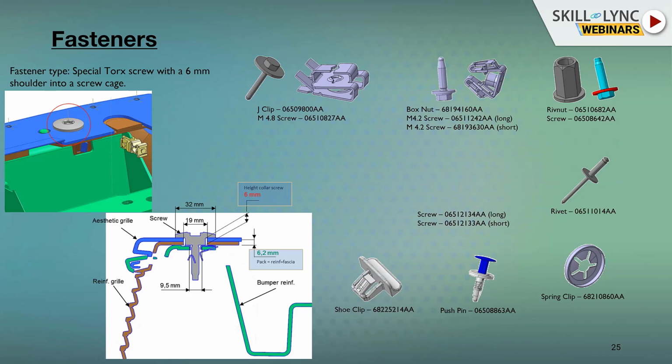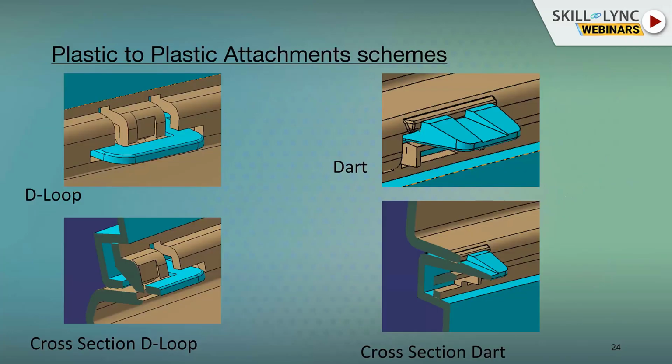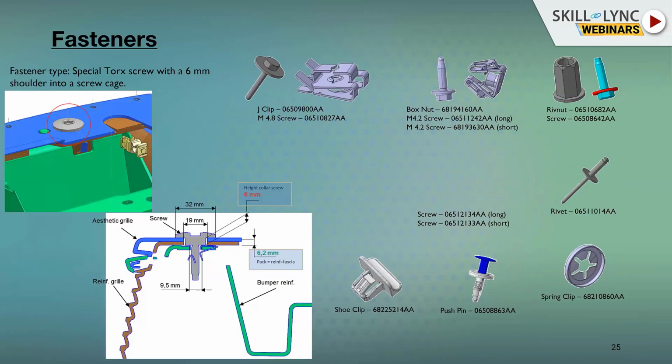The selection of those attachment features solely depends upon the attachment requirement, like the manufacturing requirements, and they're usually selected based on engineering criteria and how tough or rigid the attachment should be. If the attachment has to be flexible, then plastic to plastic attachment will be used, as you can see in this image. If the attachment has to be strong and rigid, then attachments like fasteners are used in some cases.